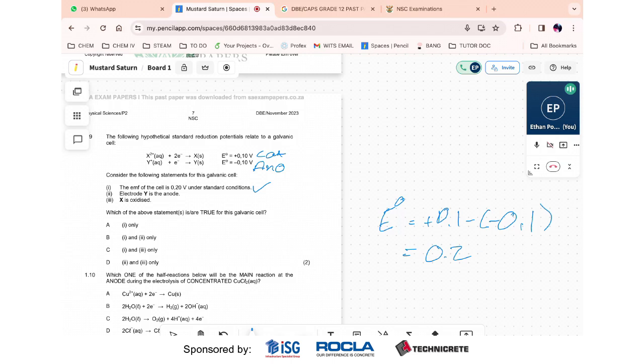And then, like I said, the anode is usually a negative half cell potential, and it says electrode Y is the anode, which is correct. And it says X is oxidized. So what is oxidation? Oxidation is the loss of electrons, and we can see here that X is actually gaining electrons. So it's actually being reduced, it's not being oxidized. So this is wrong. With this in mind, the only answer that satisfies our criteria is B. So B is the answer.